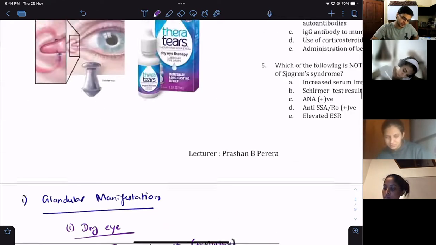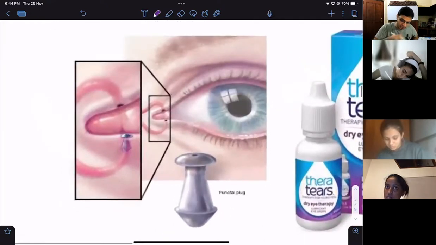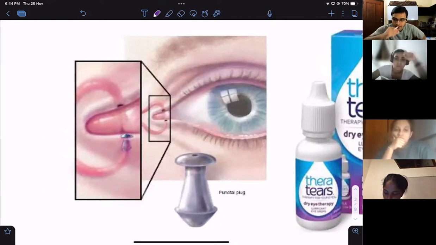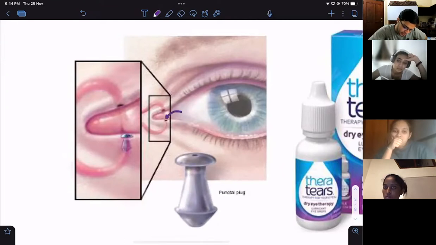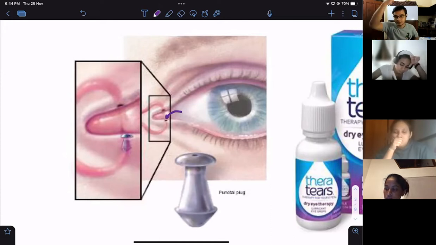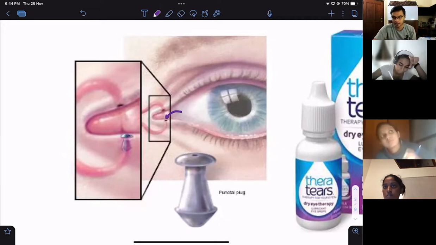Okay, I put a picture for you here. This is a punctal plug, guys. We insert this small plug into the punctum, and that will prevent the tear drainage into the lacrimal drainage system. You all know the nasolacrimal sac, the nasolacrimal duct. It will prevent the tears going out of the eye, so it will keep the tear within the eye.